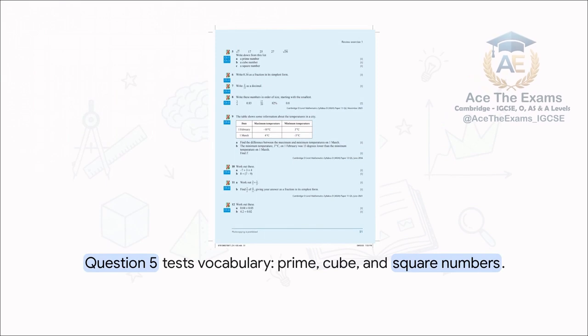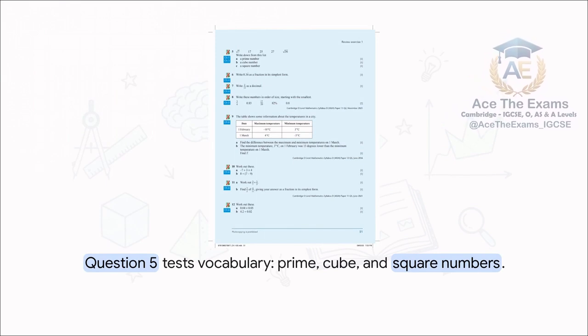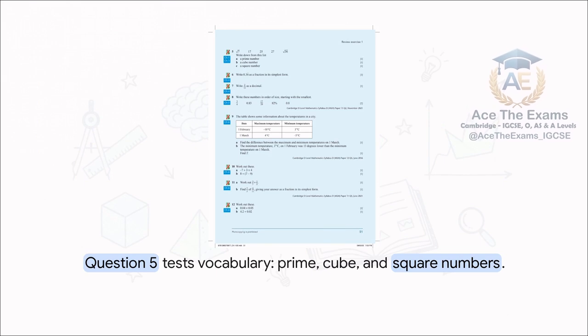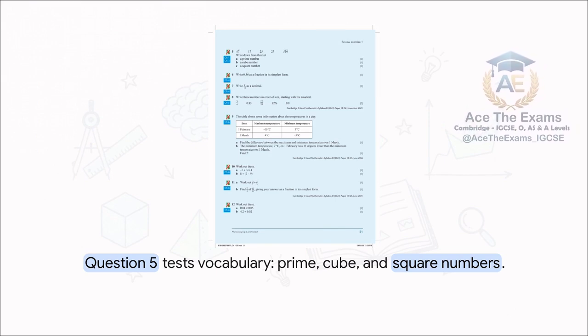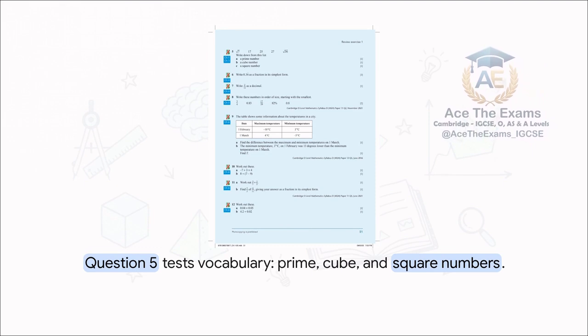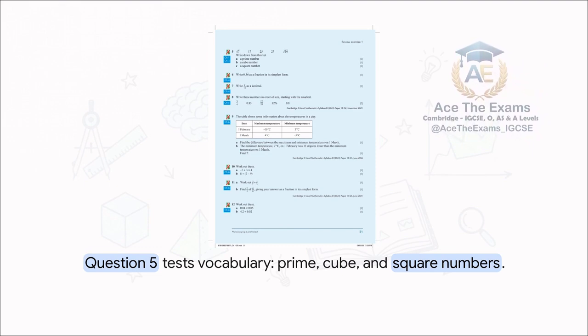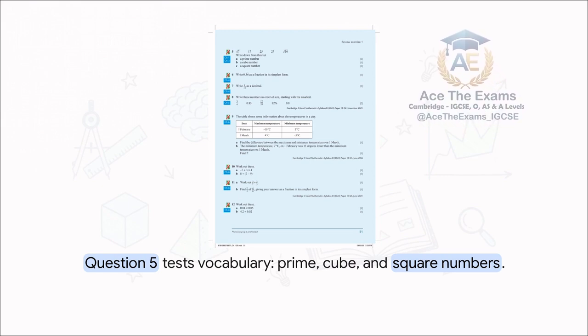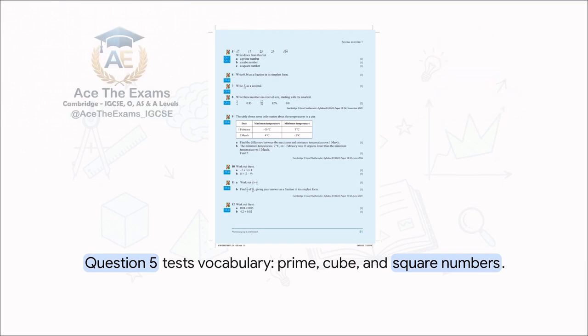Now let's slide over to question 5. This is purely a test of your mathematical vocabulary and your ability to spot traps. The list gives us the square root of 7, 17, 25, 27, and the square root of 36. The command here is to write down a prime number, a cube number, and a square number from that exact list. Here is exactly where the examiner sets a massive trap.